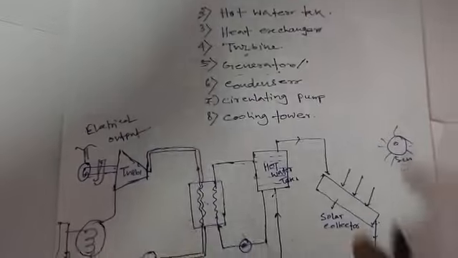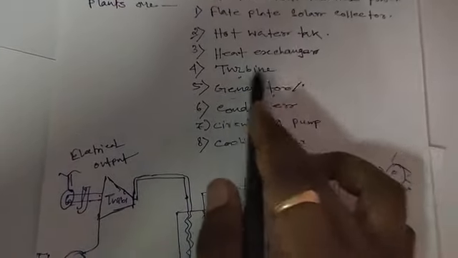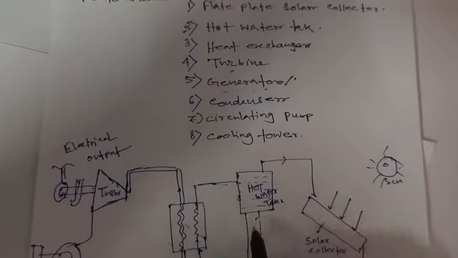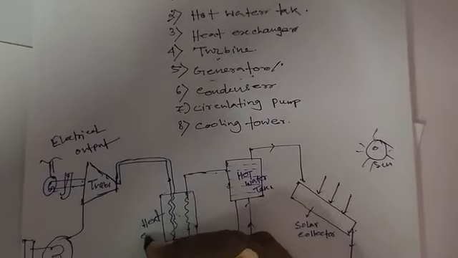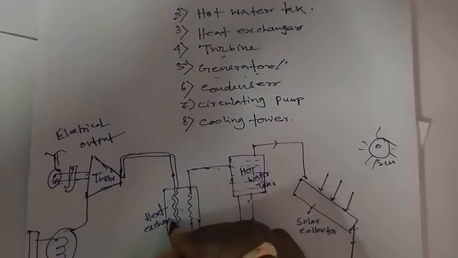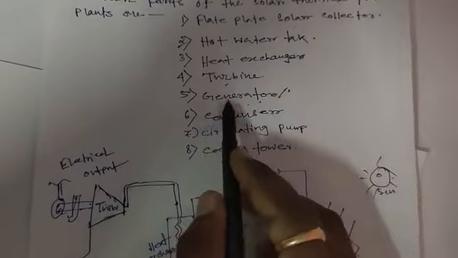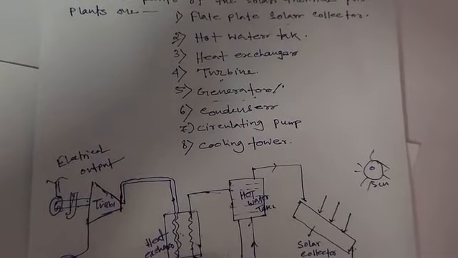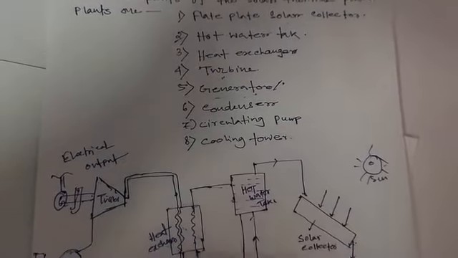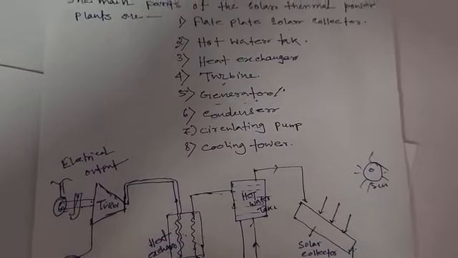Okay, the first point is the hot water tank. This is the hot water tank. Then the heat exchanger. This is the heat exchanger. Then the turbine. Then we use the generator, then the condenser, then the circulating pump. This is the circulating pump.